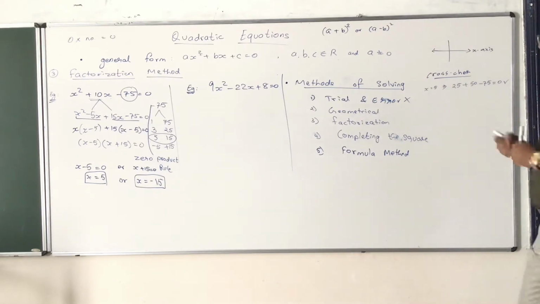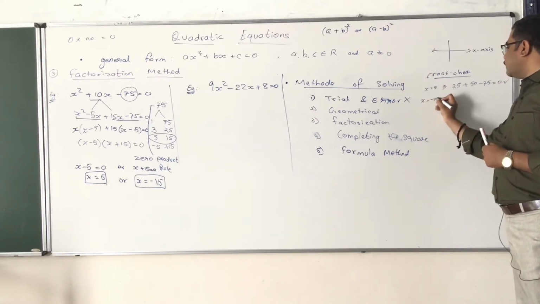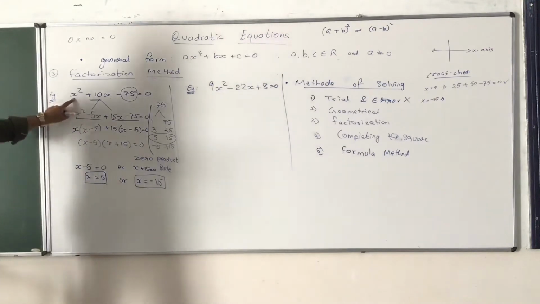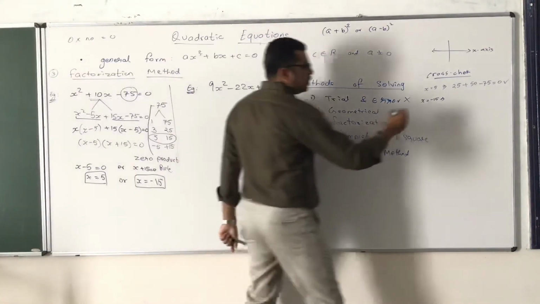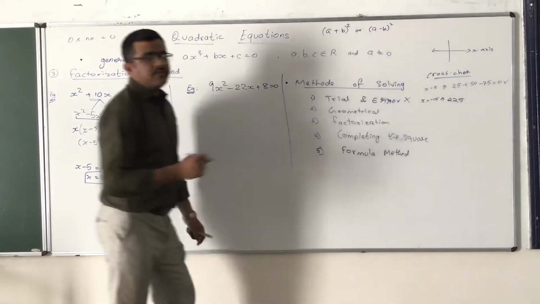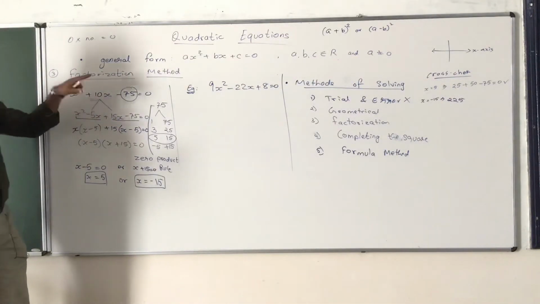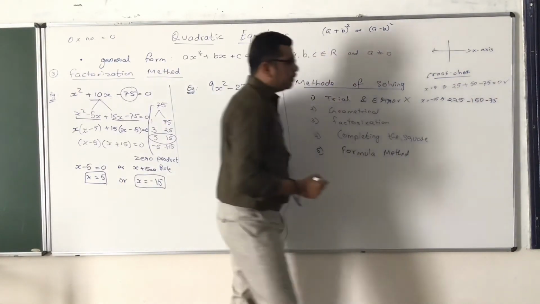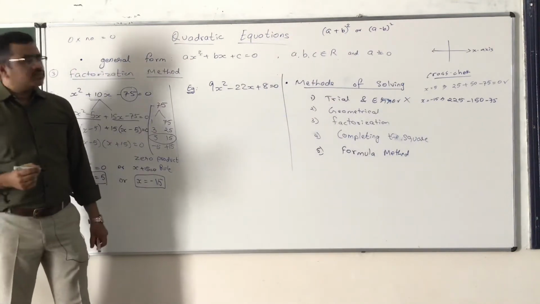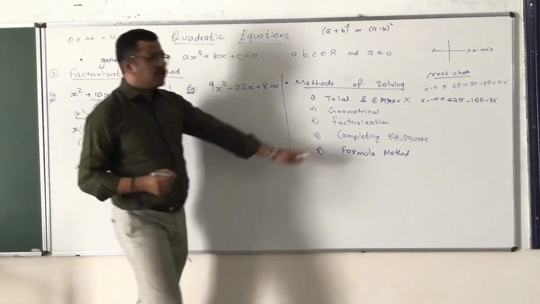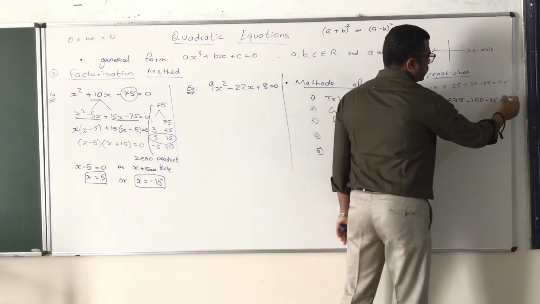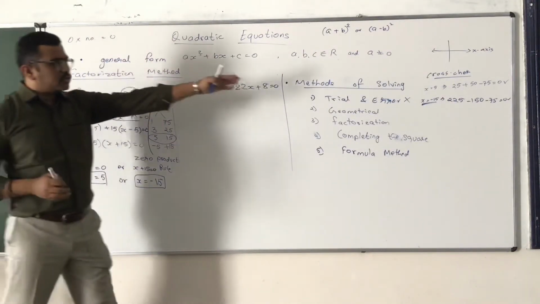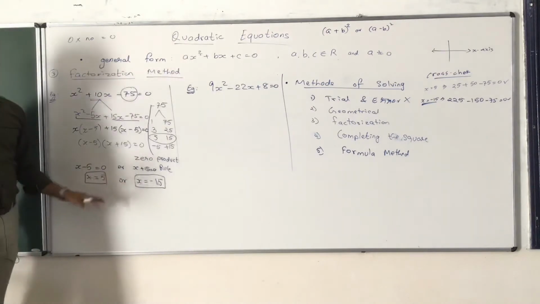Same way we can check for x equals to negative 15. If we substitute x equals to negative 15, x squared, that is negative 15 squared, 225, plus 10 times x, that is negative 150, minus 75. So 225 minus 150, that is 75, and 75 minus 75 equals to 0. So again, x equals to negative 15 is the solution. This is just to cross check our answer whether these are the correct solutions or not.